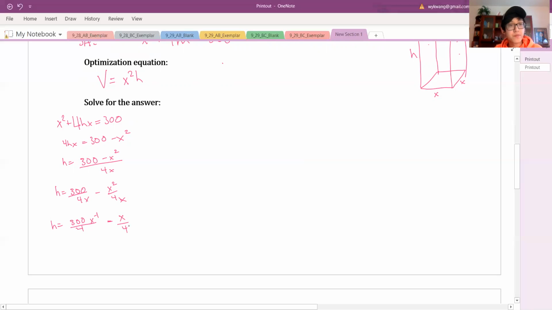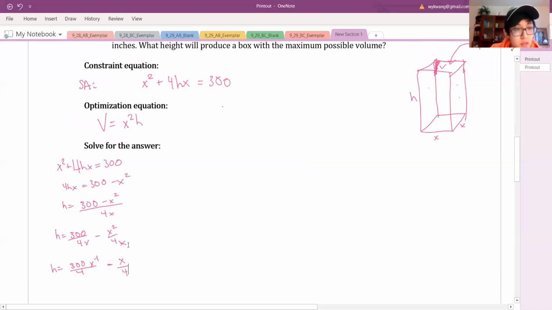So now we have, sorry, wait 1 second, let me just check that I did this right. Cool, so we have h, right? Now we're going to put h into the volume equation. So volume is now going to be equal to x squared times h, which is now 300 times x to the negative 1 over 4 minus x over 4, which looks really complicated, but actually simplifies quite nicely.